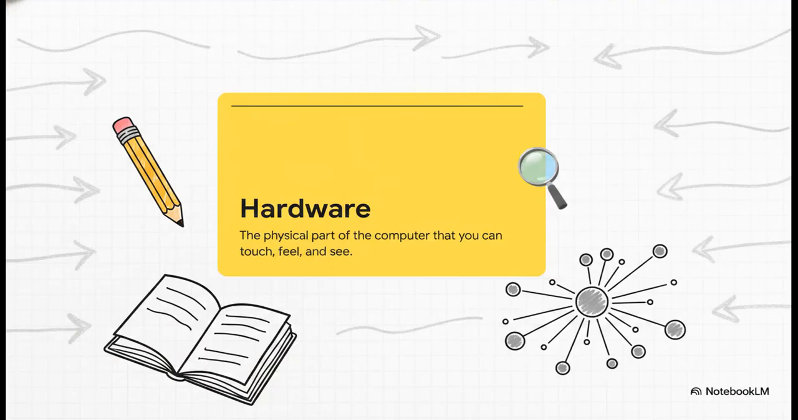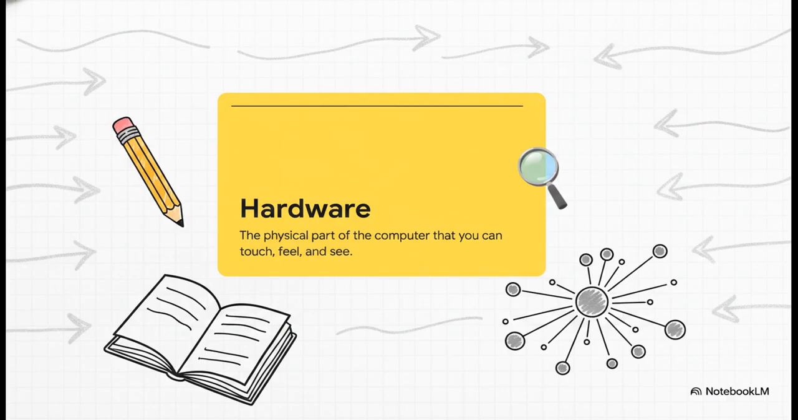Let's formally define hardware. It's simple, really. Hardware is the physical part of the computer that you can touch, feel, and see. What's kind of fascinating about this definition is just how broad it is. Even non-computer items like a pencil, an eraser, or the book in your hand perfectly fit this physical definition of hardware. If it occupies physical space and you can grab it, it's hardware.